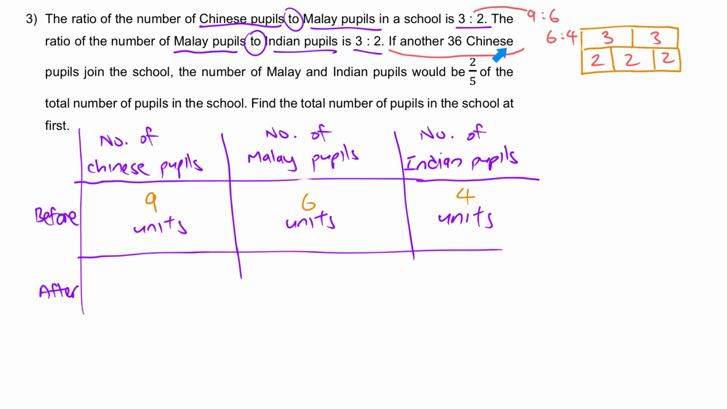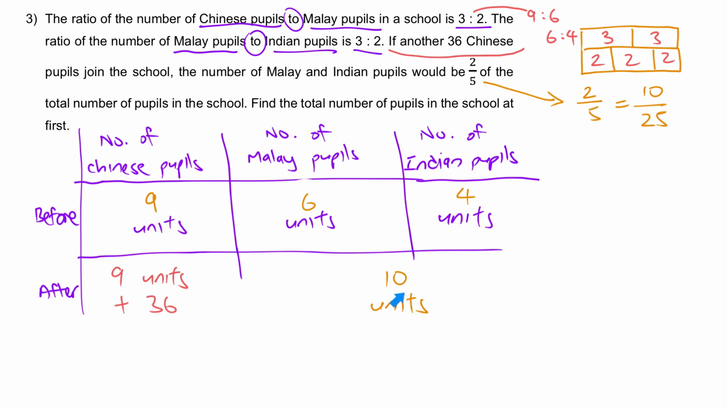Moving on, if another 36 Chinese pupils join the school, this is 9 units plus 36. Alright. The number of Malay and Indian pupils will be 2/5 of the total number of pupils in the school. This will be 2/5. How can this be 2/5? We can change it to a nice number. 2/5, we can change it to 10:25, isn't it? So that we have 10, we have 10, a nice number. So we can bring it down into 10 units.